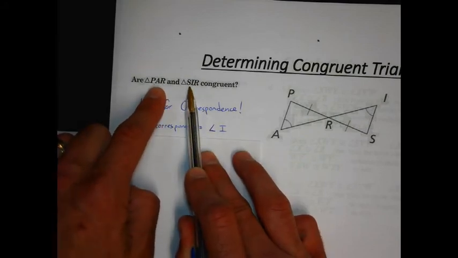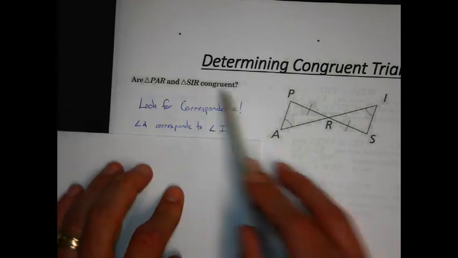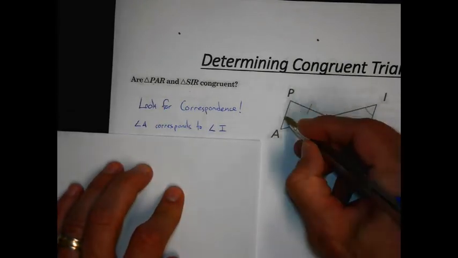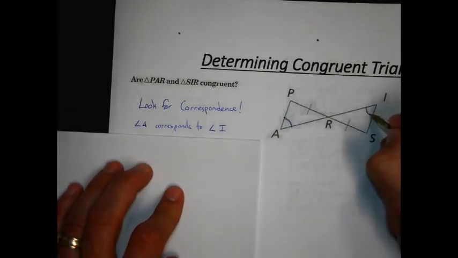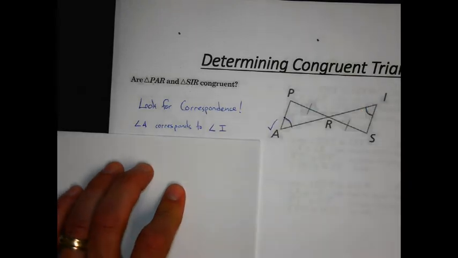Are they congruent to each other? Is angle A and angle I congruent? Ding. Okay, so we got that. Check. Okay, so that works.